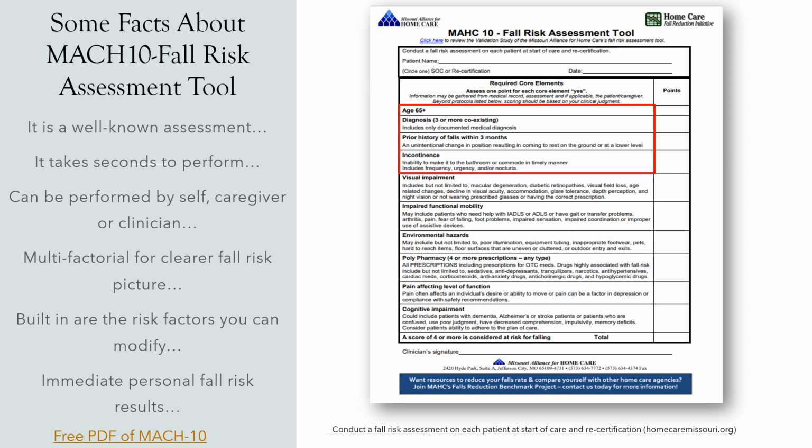Multifactorial, we love it, it gives us a good, clear clinical picture of where to start. Built in are the areas which you should begin to modify. For example, the total score is 10, and a score of 4 or greater means you are at risk for falls. If you check yes, I have environmental hazards, yes, I have some visual impairment, yes, I have some pain, well, you know the areas to begin addressing right away to reduce your risk of falls from these factors. The ones highlighted in red, especially the top 3, age, diagnoses, and prior history of falls, are what they are. Those are not modifiable.